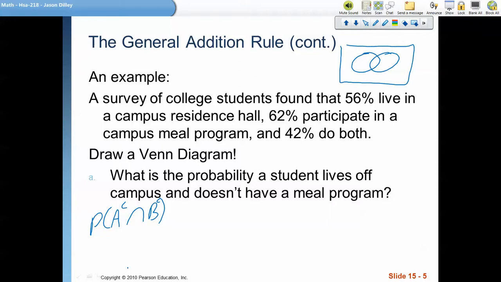Okay. What about the Venn diagram? What people are we talking about here in the Venn diagram? Yeah, there we go. That's all these people. Right? Because all of the people in the circles either have a meal program or they live on campus. The not having a meal program and the not living on campus, that's everybody else.